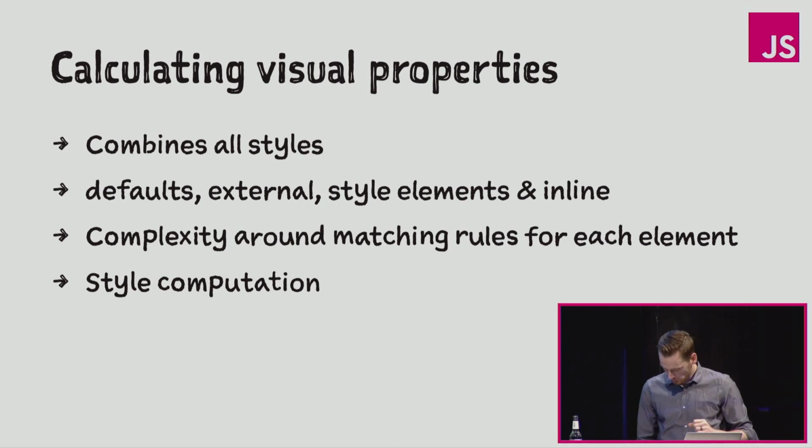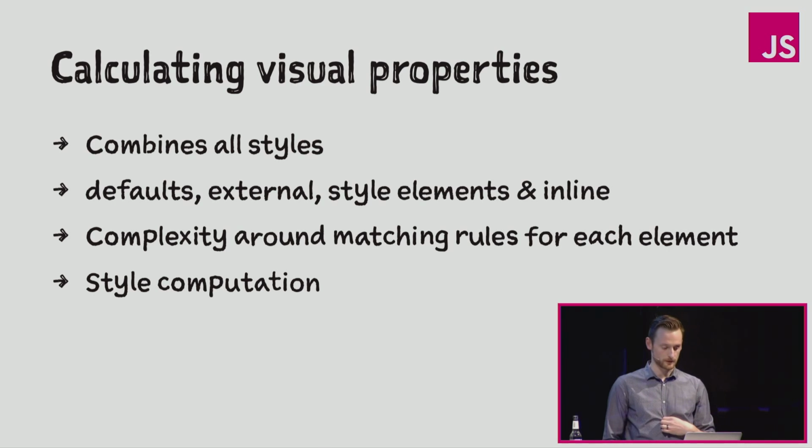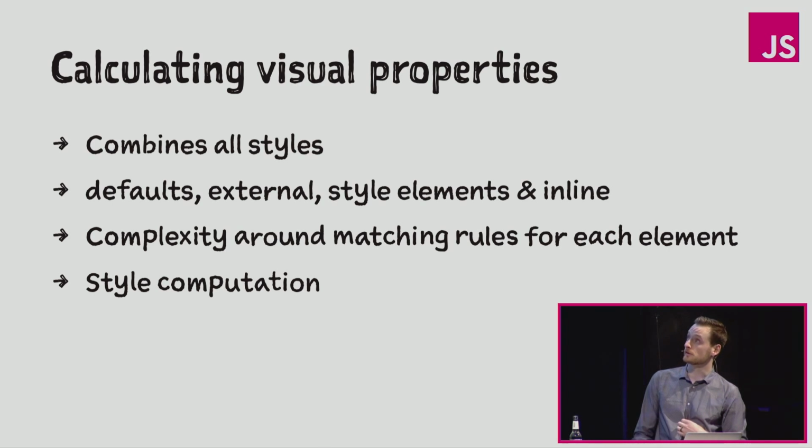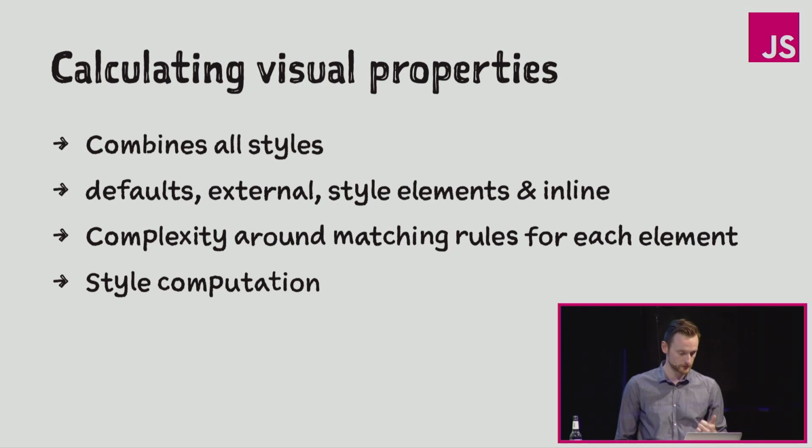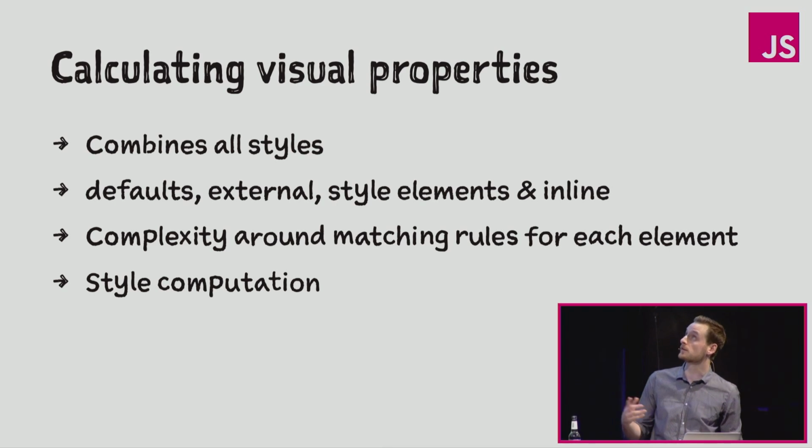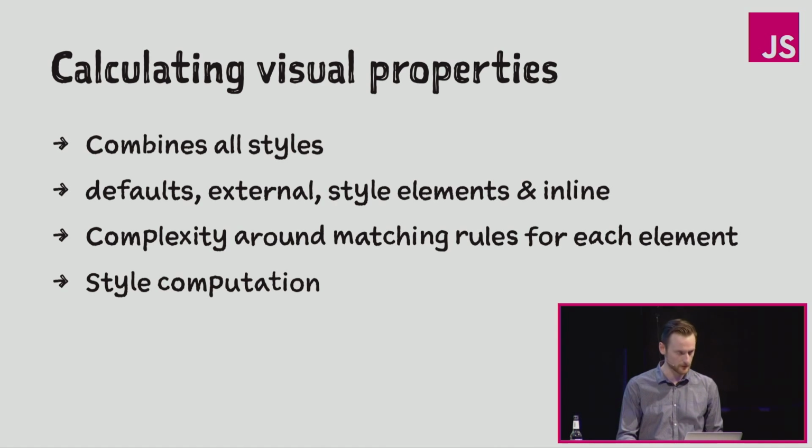So how it lays out all that information is it calculates all the visual properties. So it'll have to combine all the styles. So that means the browser default styles, the external styles that you're linking to, any inline style elements or any inline styles. It'll also take into account some of the old HTML element properties, attributes, so like BG color. It'll have to take that into account to know to set a background color if that's on there as well.